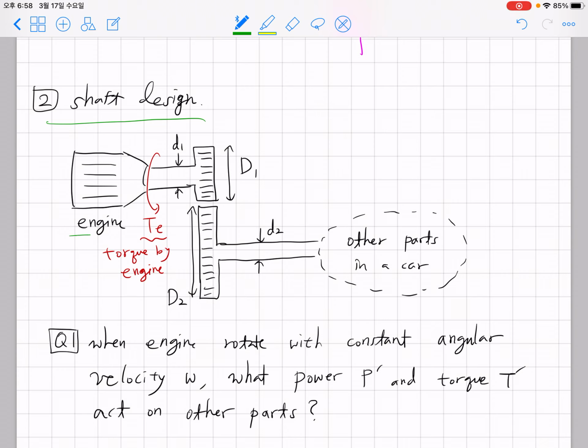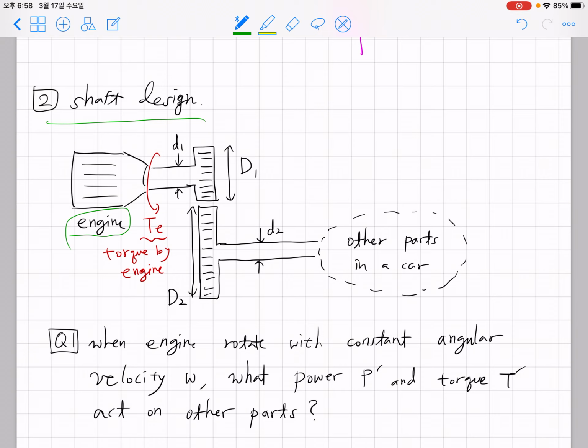So here we're going to consider an engine. Of course, we might not have engines in 5 or 10 years, because most cars may be replaced with electric cars which utilize motors, but still we have many gasoline cars. So let's use this example with an engine.